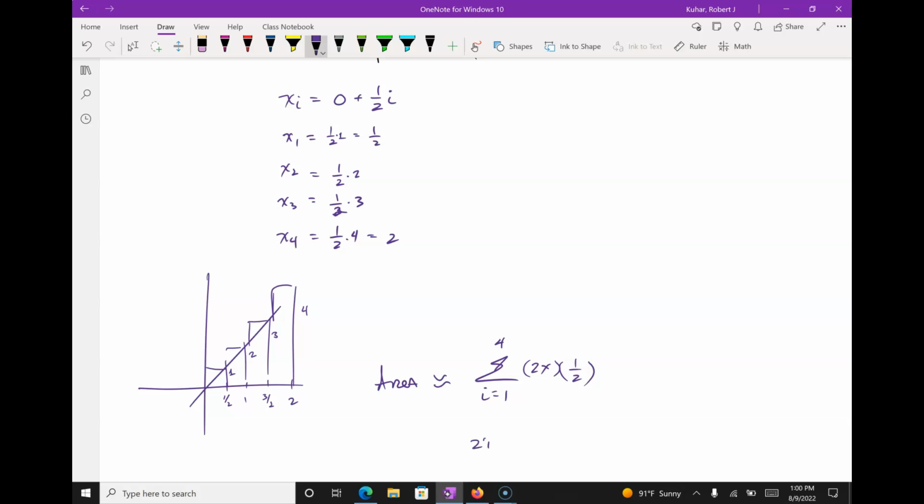So that's 2 times 1. Well, you can see that the 2's cancel, right? Sorry, I won't do it that way. I'm going to factor out the 1/2, and then I have 2 times 1 plus 2 times 2 plus 2 times 3 plus 2 times 4.